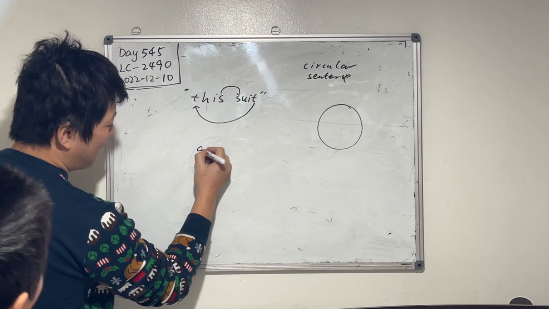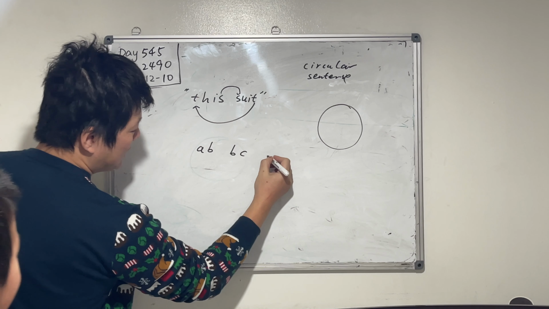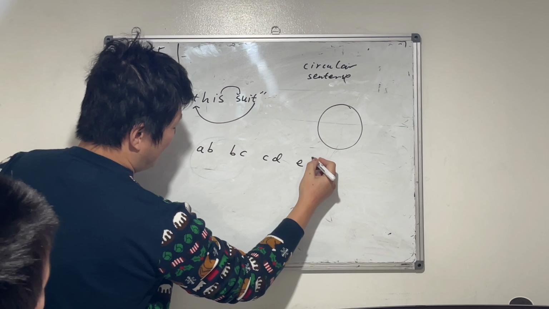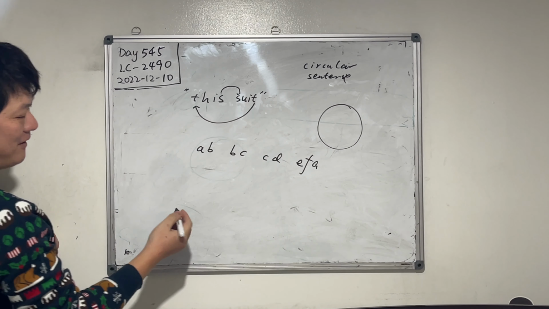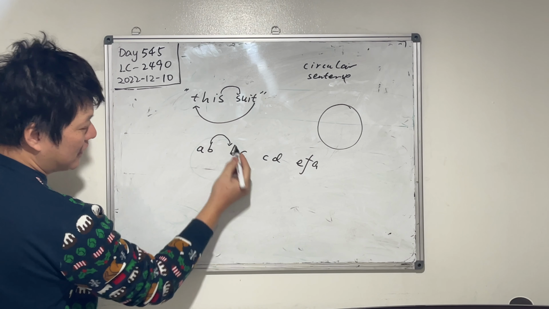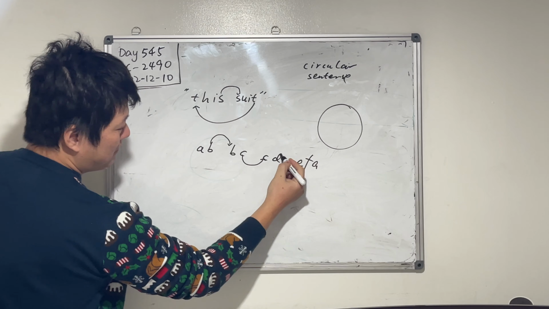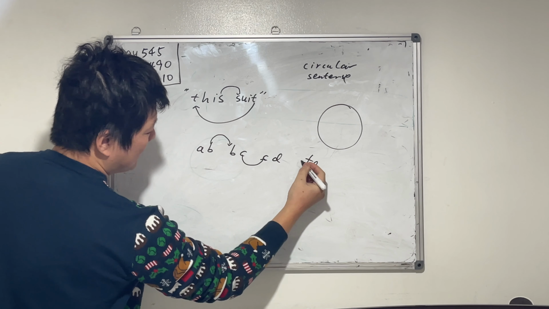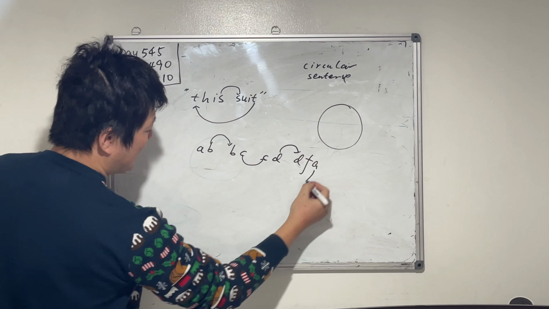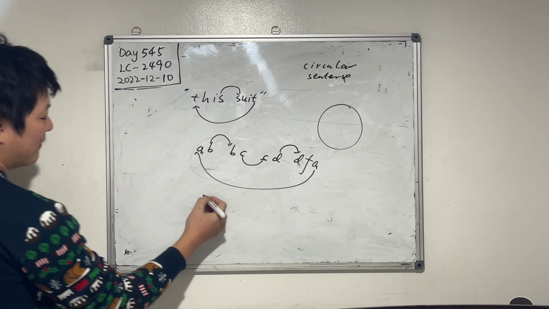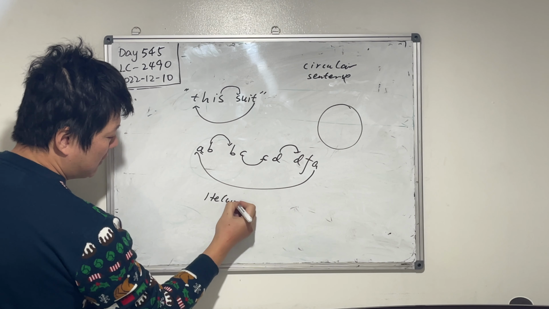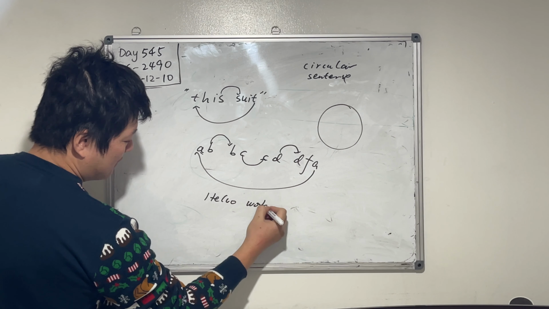For example, another one: A B, B C, C D E F A. This is circular, right? Because look, this is the same, this is the same, this is not the same, okay this is the same, and then the last one. But this is not. "Hello word" is not.